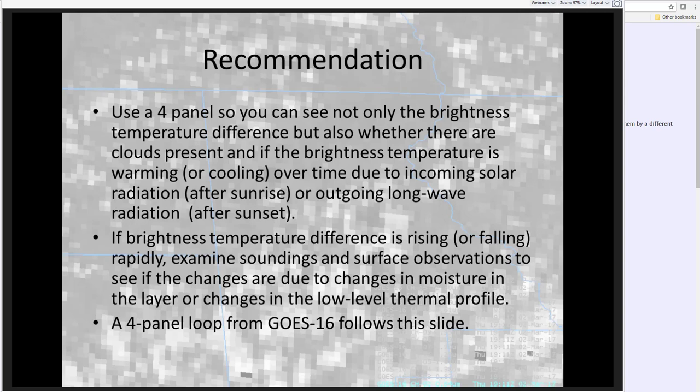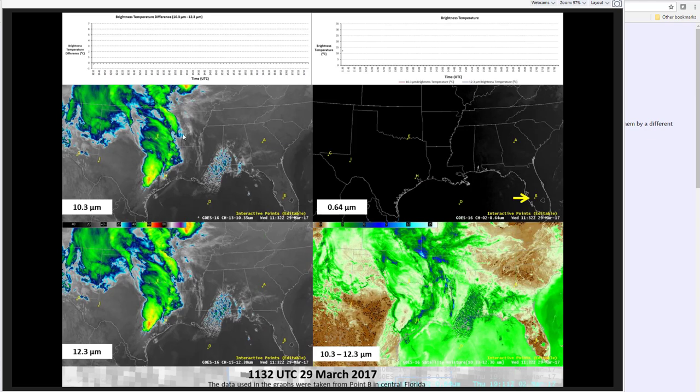So what I'm going to do next is just go through the loop of the 4 panel that I described above, just showing you how it works, or how it looks during that day. Up in my upper left is the 10.3, lower left is 12.3, upper right is the 0.64 reflectance, which is dark since we're before sunrise, and then the moisture difference, or split window difference, is in the lower right. And then here's the graph, and you can watch the graph populate as we move through time.